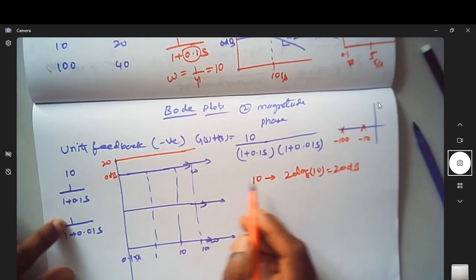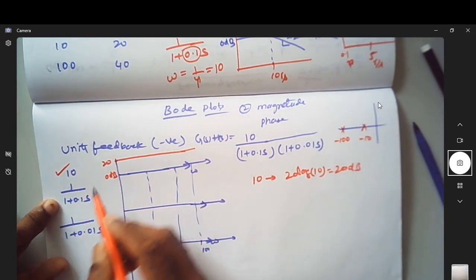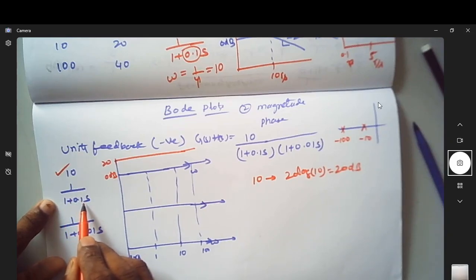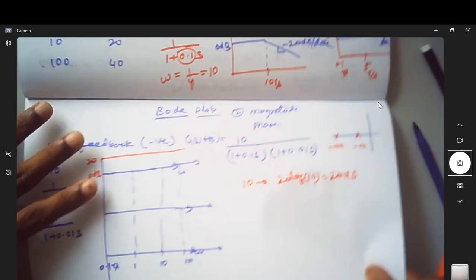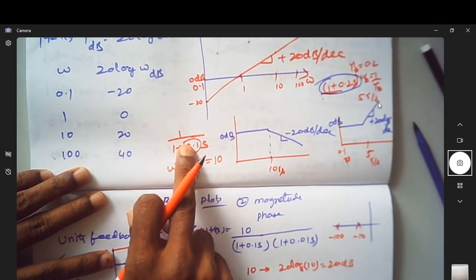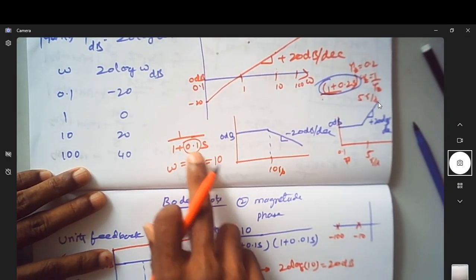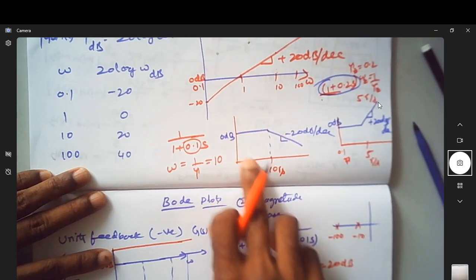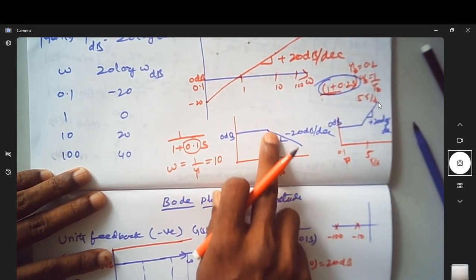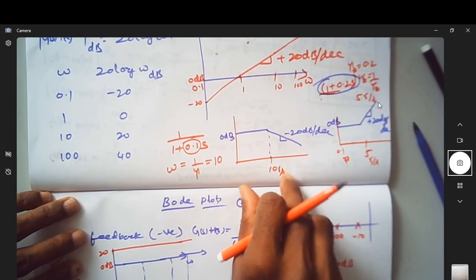Now let us consider this is done. We are done with this. So let us consider this term, 1 over 1 plus 0.1 s. As we saw in the previous case, such a pole at 10 radian per second will have a magnitude of 0 dB up to this cutoff frequency, which is 1 over 0.1, that is 10. Afterwards it decays with a slope of minus 20 dB per decade.